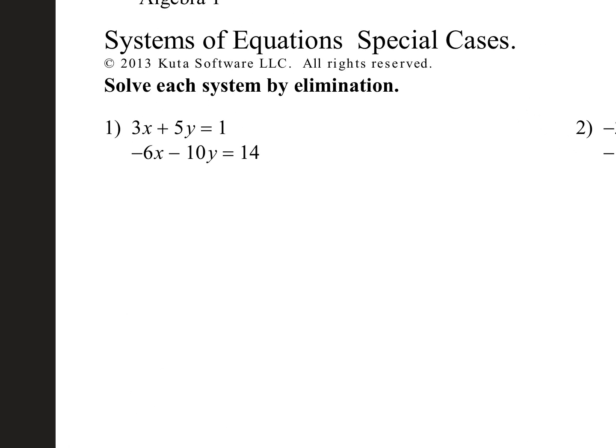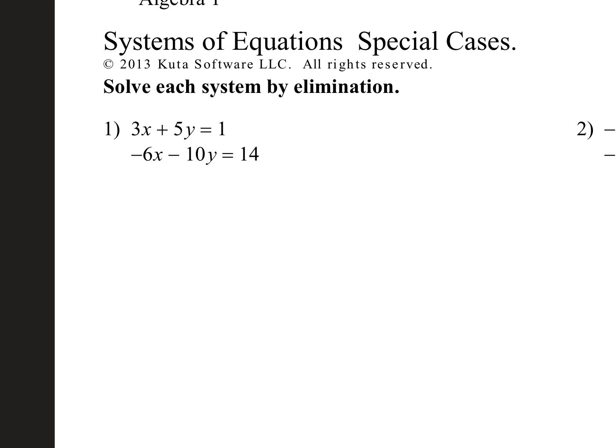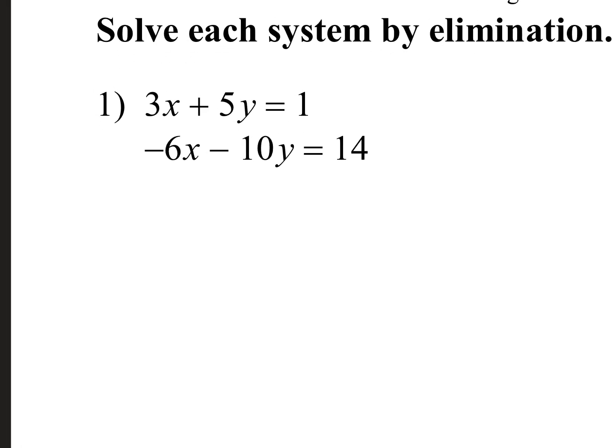All right, so I'm going to do one from each type. The first page says solve each system by elimination. So looking at number 1. Do I have the same number but opposites? No. So can we make them the same?